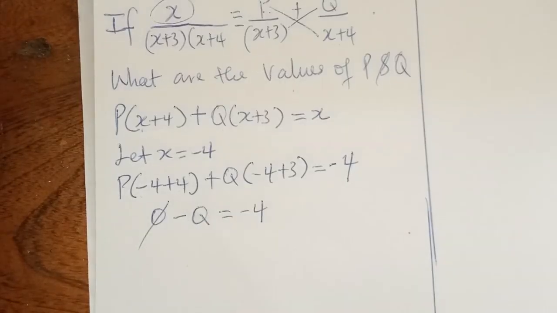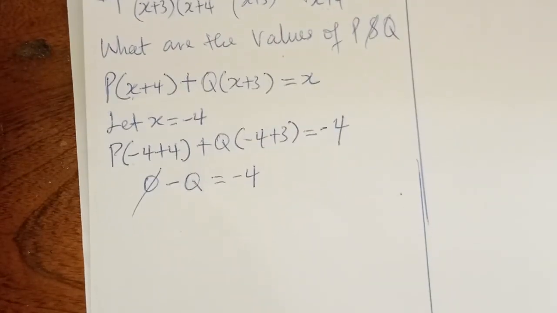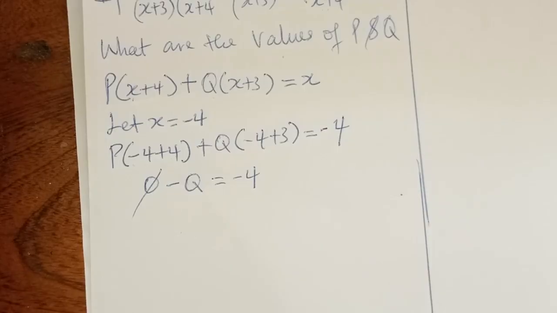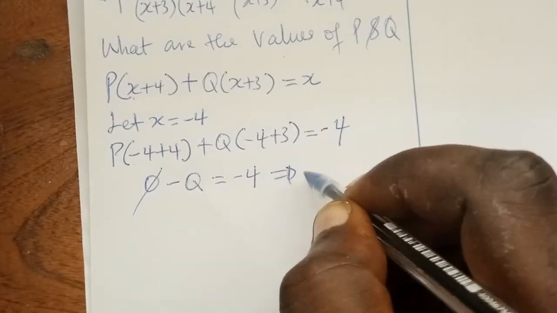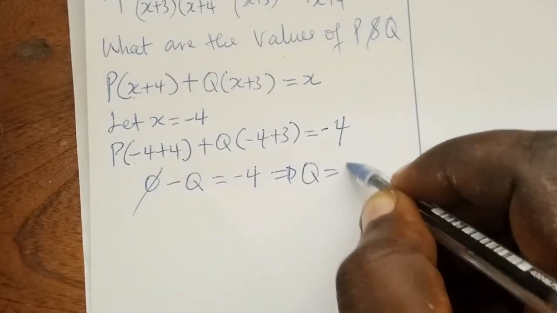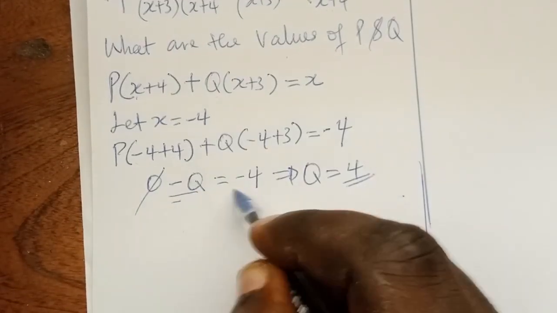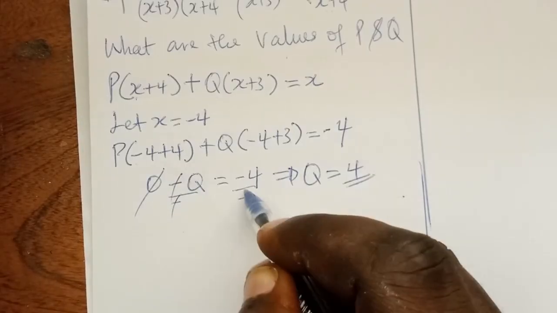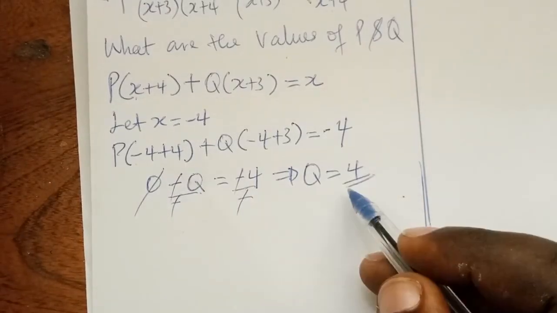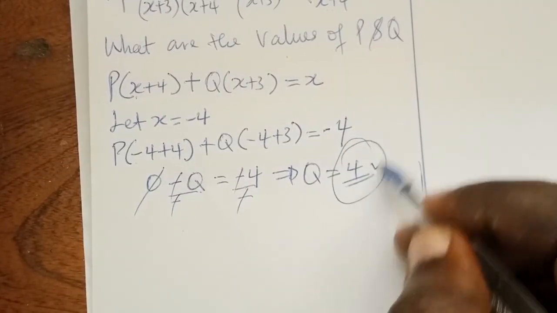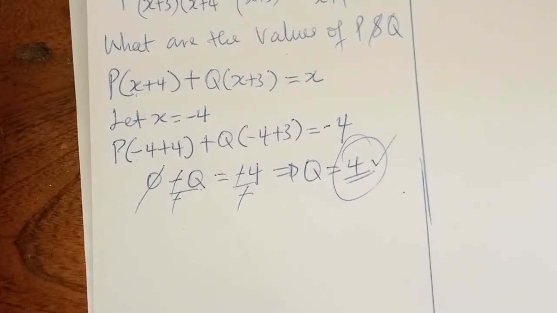But this 0 has no meaning, so it is taken away. So we just have minus Q is equal to minus 4. This implies that Q is equal to 4. If we put minus and minus, the minus will wipe off, and we have Q as 4. That's the value of Q. Now we know the value of Q.